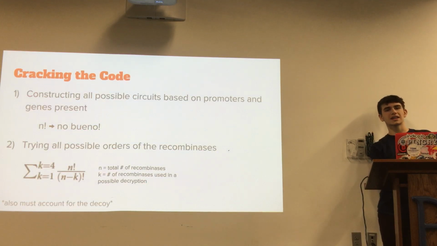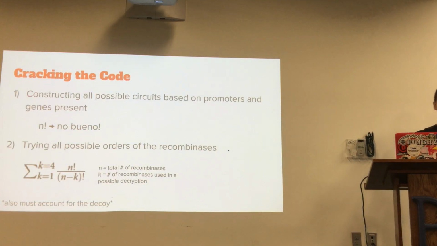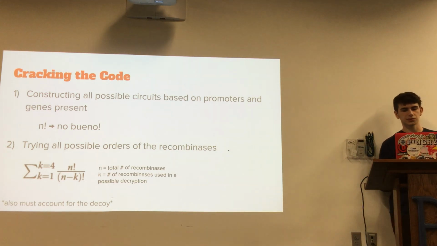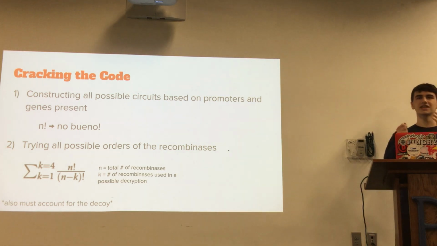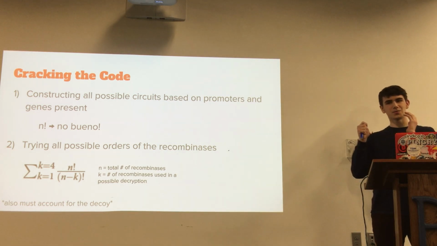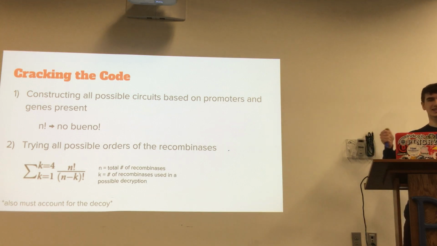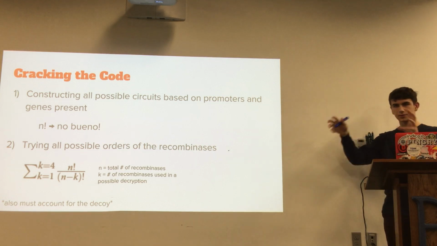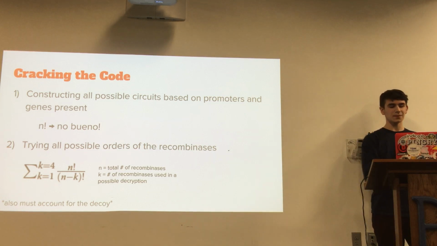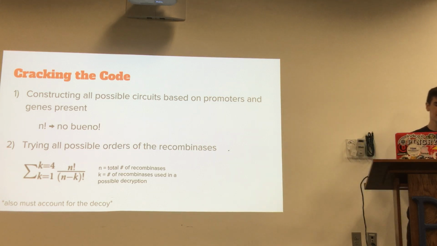So in order to crack this sort of code with brute force, if you don't know anything about it, the only way to really do it is to try essentially n factorial ways, which is quite a lot, and which makes this a little powerful. But that's the first option, if you construct all circuits based on every gene present. The second option is a little better. It's essentially trying all the possible orders of the recombinases.